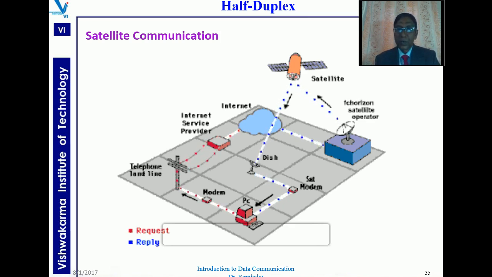One can see this in satellite communication. Here the PC or user can make a request for some information through an internet service provider, and the satellite can respond. This is the uplink and this is the downlink. So request and response happen at two different times. So this is half-duplex communication.